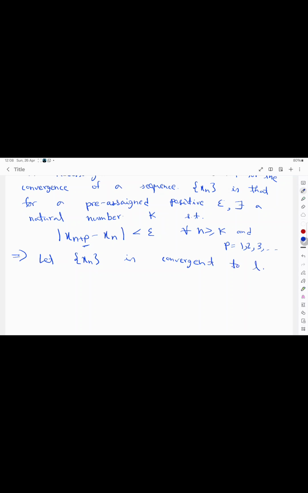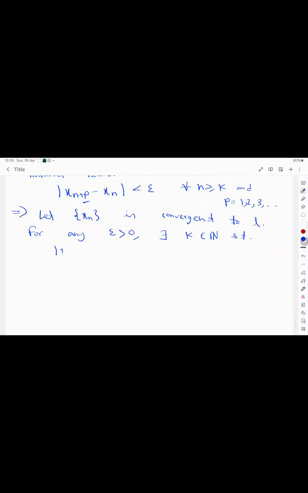To L. So what do you mean by that? For any epsilon greater than 0 there exists a k belonging to natural numbers N such that |xn minus L| is less than epsilon by 2 for all n greater than or equal to k.